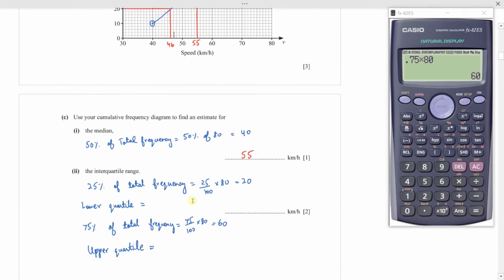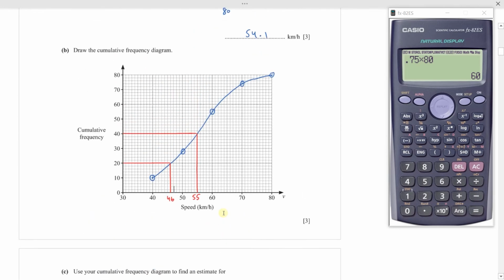And then my 75th percentile was 60, so I will read the speed value when cumulative frequency is 60. So it will be at this point here, 60. So let's draw a straight line up till this point and then down to read the speed value. So this will be 62.